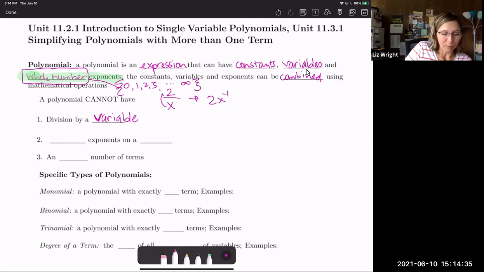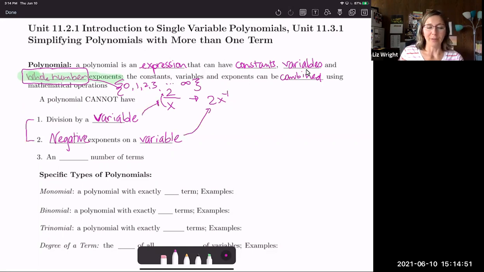That also means you cannot have negative exponents on a variable. And these two things are really talking about the same exact situation, right? So here's negative exponents on a variable. Here was division by a variable. Another way to say division by a variable is that you can't have a variable in the denominator. So that would be another way if you want to pencil it in on your notes.